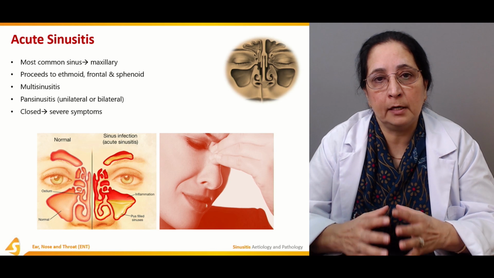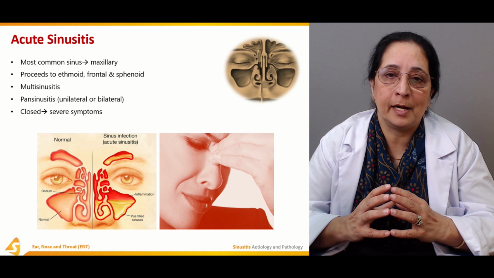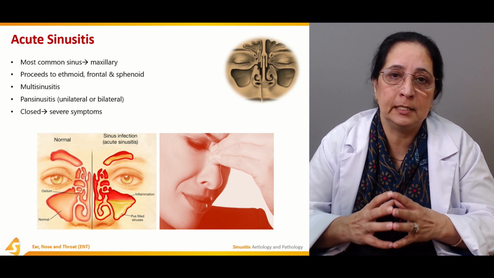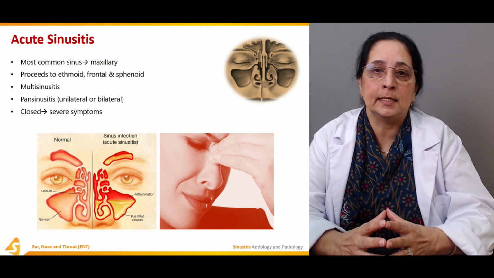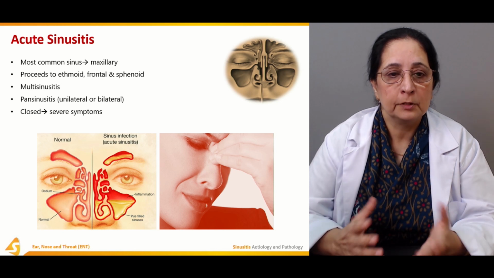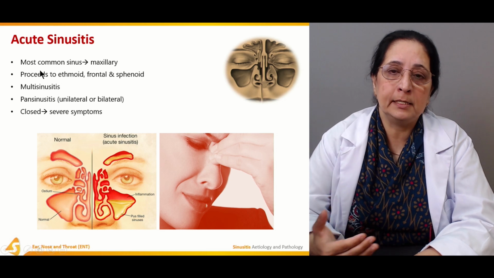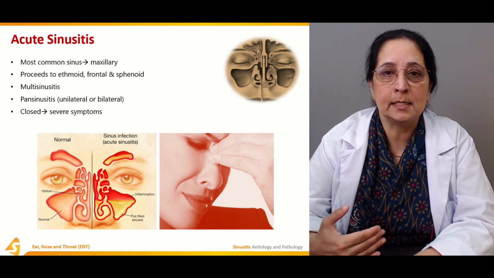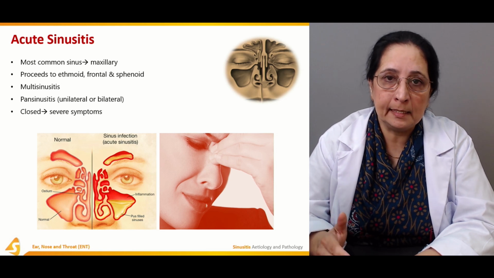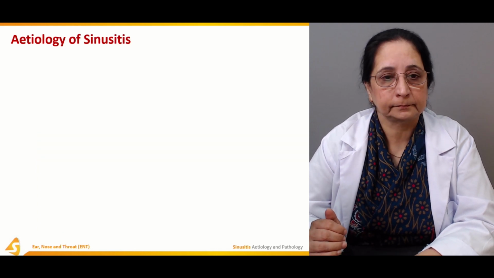Symptoms are more severe because then the patient will have more pressure, stuffiness and congestion, because the secretions that are produced stay inside the sinuses and are not being drained. So that's acute sinusitis. It can affect all the sinuses, and it can be open or closed. The maxillary sinus is the sinus most commonly affected.